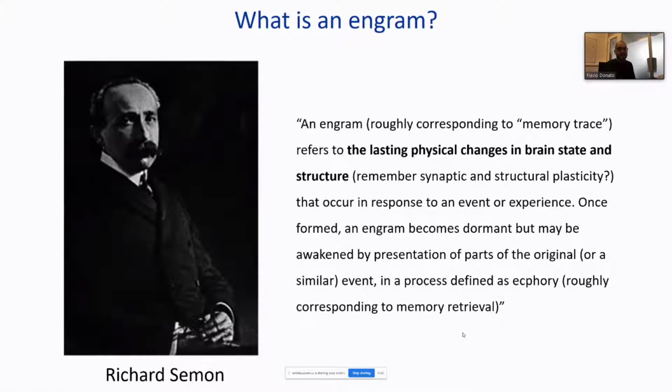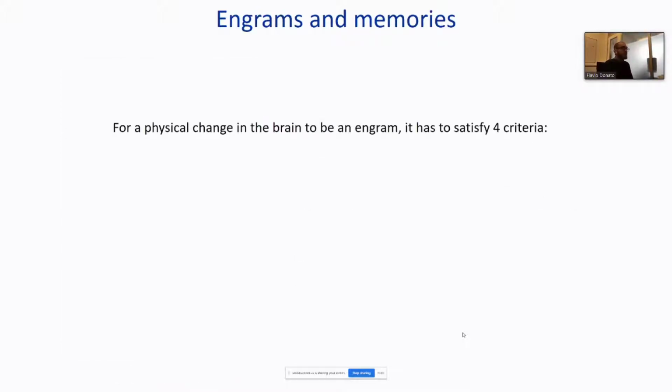So in the end, he came up with 4 criteria. We know that memories induce a change in the brain. That can be either a change of state, that is a change of activity, or a physical change, that can be a change of connectivity between neurons. How can we define if a change in the brain is actually an engram for a specific memory or not? Simon came up with 4 different criteria to satisfy.